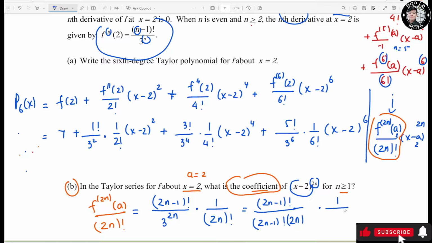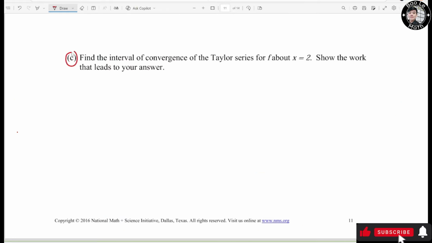Times 1 over 3 raised to the 2n, right? So this guy and this guy cancel out. We have 1 over 2n times 3 raised to the 2n. This one is the final answer. Now let's move on to question C.